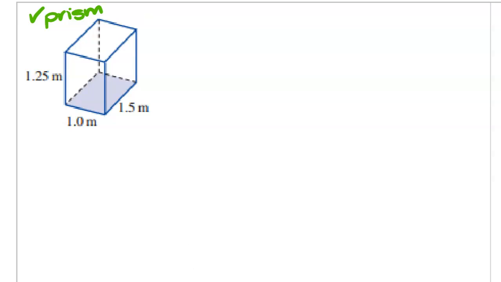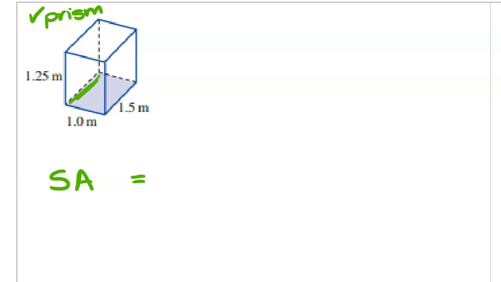We need to find the surface area, so let's tell ourselves what we're doing. Surface area equals. If you wanted to put T for total surface area, that's also fine, but I just like to write surface area like that. We've got several areas that we're going to have to add together, and my trick is I want to see if I can find matching pairs of faces that are the same area.